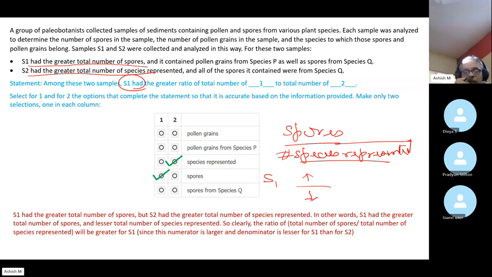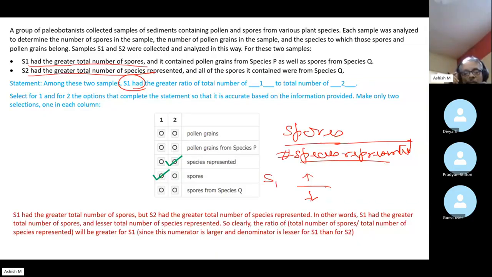Can you repeat? I think you might have a point, Pradhan. The better explanation here would be: for S1 this ratio will always be greater than 1, because they said spores were the greatest and the number of species represented will always be less than whatever the number of spores are. Where is that mentioned? In S1 it says that it had the greater total number of spores. If it had more species represented than spores, it would have said that. But you can't compare S1's number of species with S2's number of species.